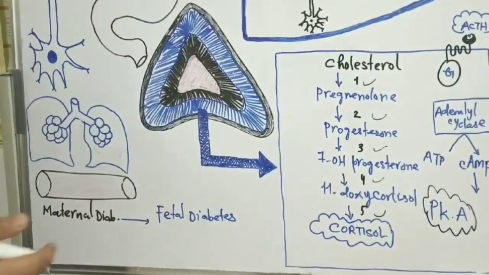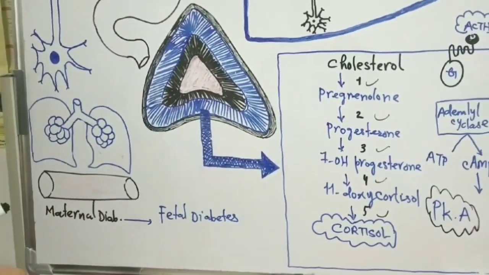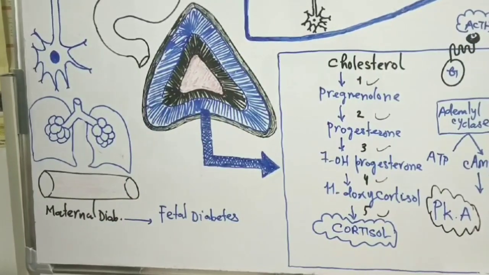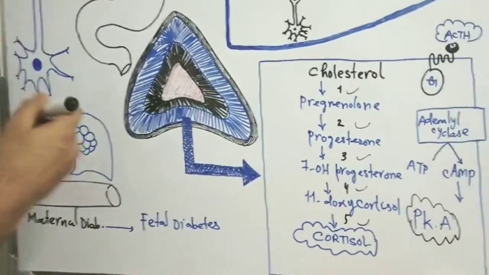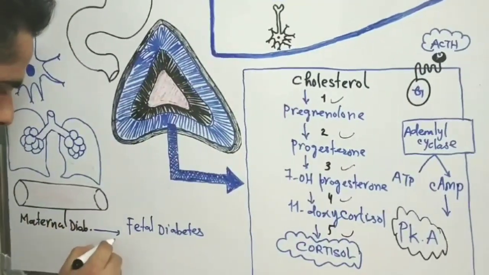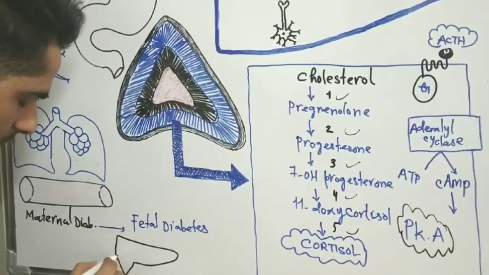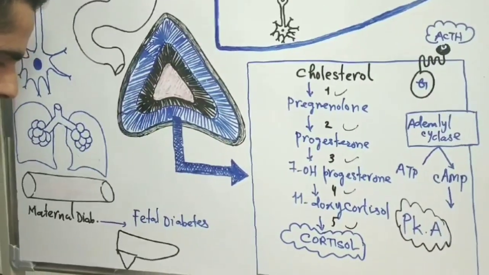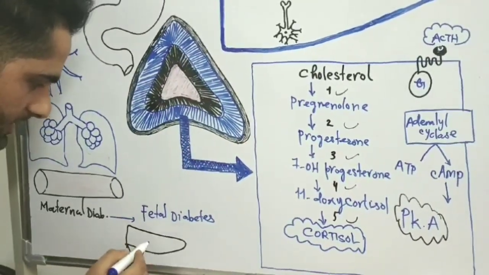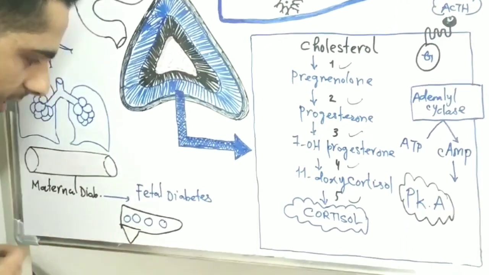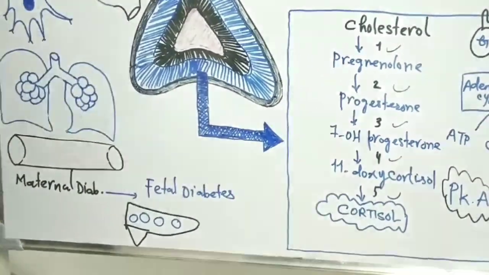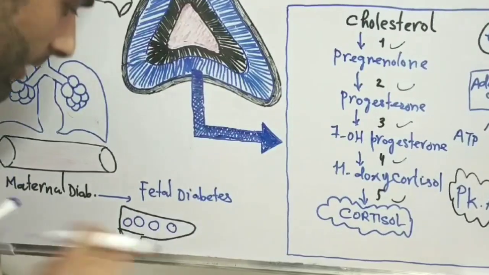If a baby develops diabetes inside the mother's womb, what will happen? We know the baby has a pancreas. Suppose this is the pancreas. The pancreas has different types of cells, like beta cells. Suppose these are beta cells. Beta cells secrete insulin.